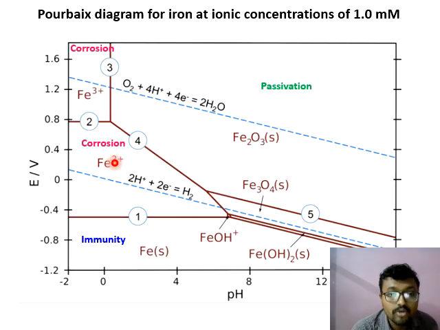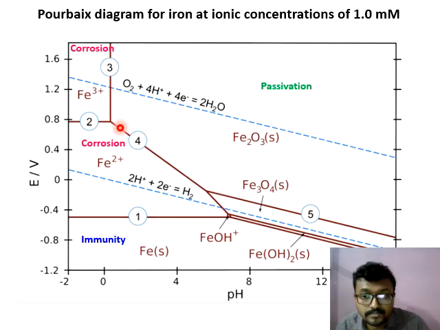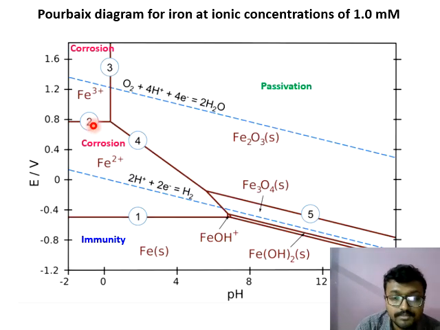Line 2 means the equilibrium reaction between iron 2+ and iron 3+. Similarly, this reaction is also pH independent. Since it is pH independent, line 2 will be parallel to the pH axis because it is independent of pH. Okay. Now coming to line 3.